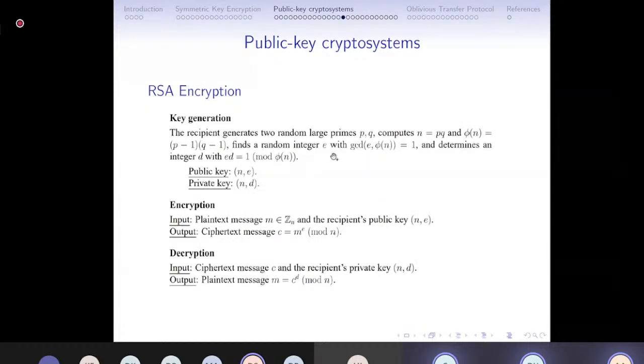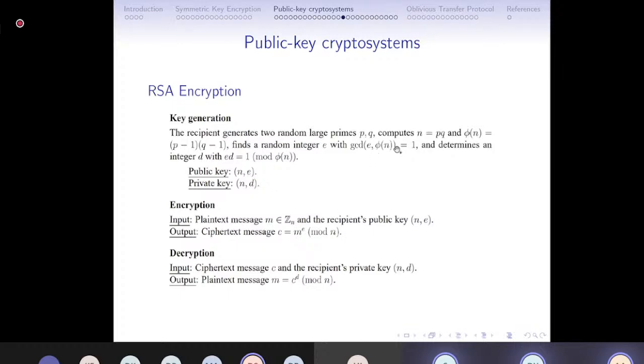The first public key cryptosystem is the RSA encryption scheme. The first phase is key generation. In the key generation phase, first of all, we need to generate two large prime numbers, and then we find the product n of the two large prime numbers, and then the Euler-Totient function of this value n, which is p minus 1 times q minus 1. And then we need to find an integer a.